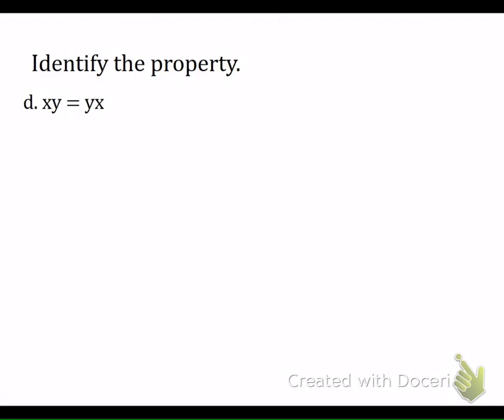Part D. Somebody said it. Commutative property of multiplication. Good. If you start at X and you end at Y, start at Y and end at X, you get the same answer. They're equal. That is the commutative property of multiplication.